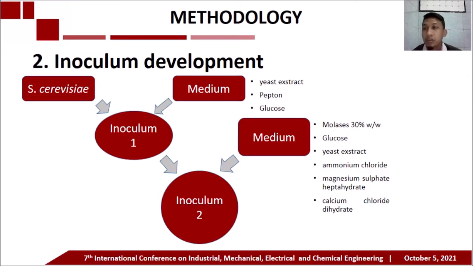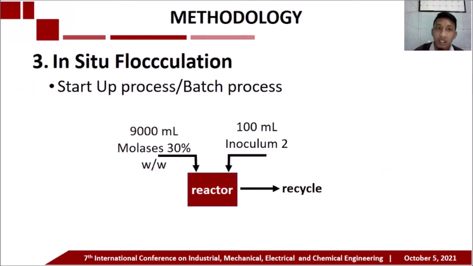10% volume per volume of the activation inoculum was inoculated into the medium of the starter inoculum, consisting of molasses 30% weight per weight. It was incubated in a shaker incubator. And the third is in situ flocculation, a startup process or batch process. 9,000 milliliters of molasses medium 30% weight per weight were filled into the reactor and distributed equally into compartments A and B.